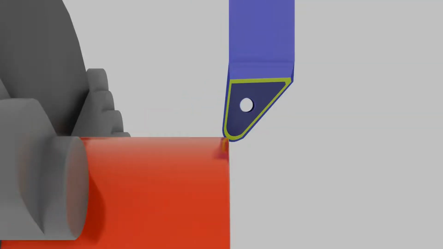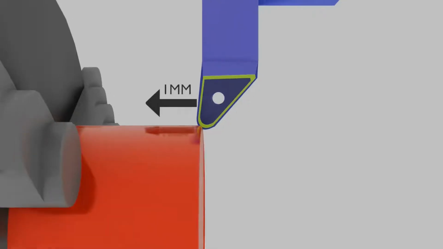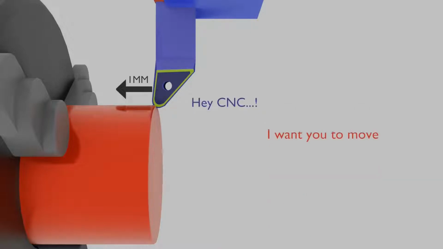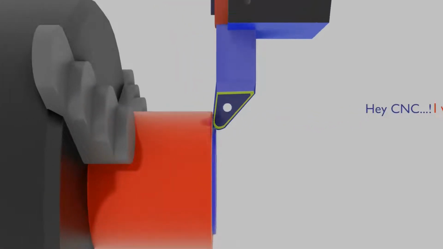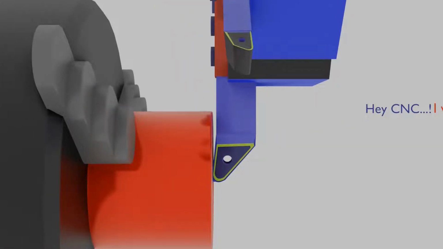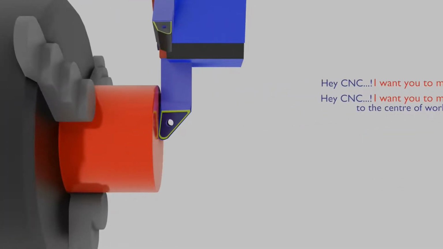That's it. Now let me explain what the toolpath should be. I will make my tool move this way up to the depth of cut. Suppose it is 1 mm. Now I will say to the machine, hey CNC, I want you to move 1 mm on this axis, which is the Z axis. Subsequently, I wish to move to the center of the workpiece while cutting with some feed rate. Now just say it. Hey CNC, I want you to move to the center of the workpiece with a feed rate of, say, 1 mm per revolution. Then make the tool retract.